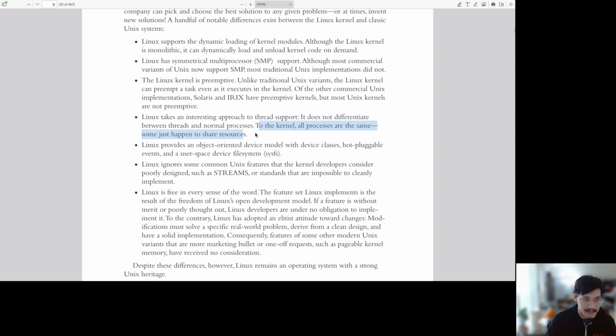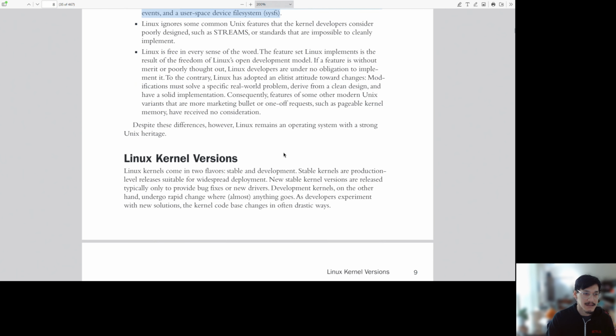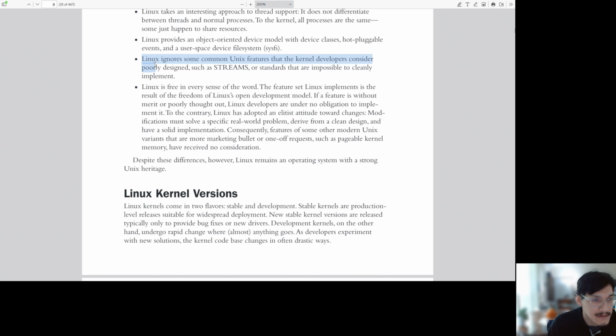Linux provides an object-oriented device model with device classes, hot pluggable events, and a user space device file system, sysfs. Linux ignores some common Unix features that the kernel developers consider poorly designed, such as streams, or standards that are impossible to cleanly implement. Linux is free in every sense of the word. The feature set Linux implements is the result of the freedom of Linux's open development model. If a feature is without merit or poorly thought out, Linux developers are under no obligation to implement it.